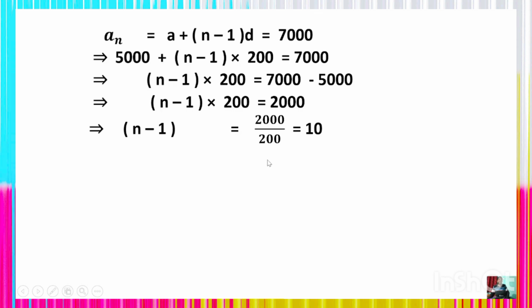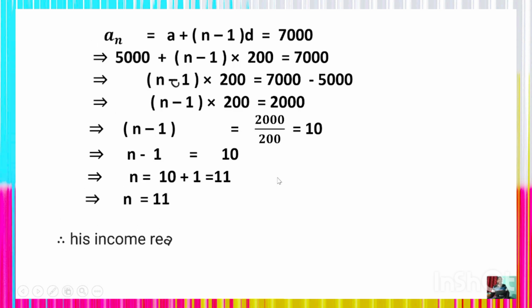Here n minus 1 is equal to 2,000 by 200, which is 10. Thus n minus 1 is equal to 10, thus n is equal to 11. Hence his income reached 7,000 rupees in the 11th year. This is one of the application word problems based on the concept of arithmetic progression.